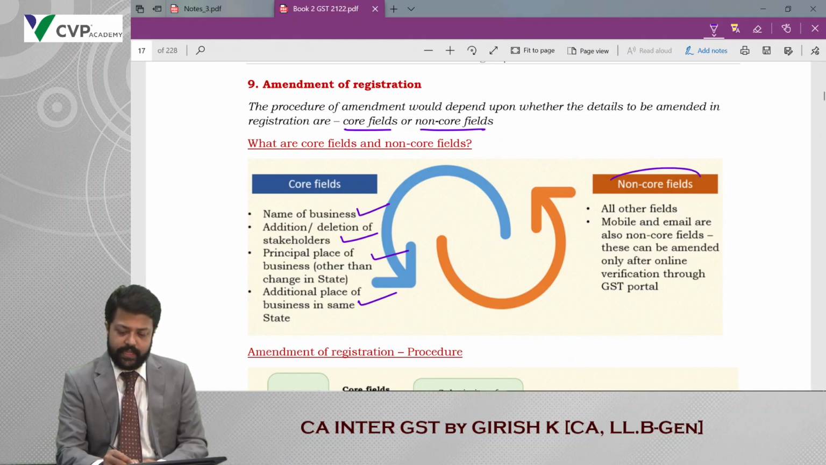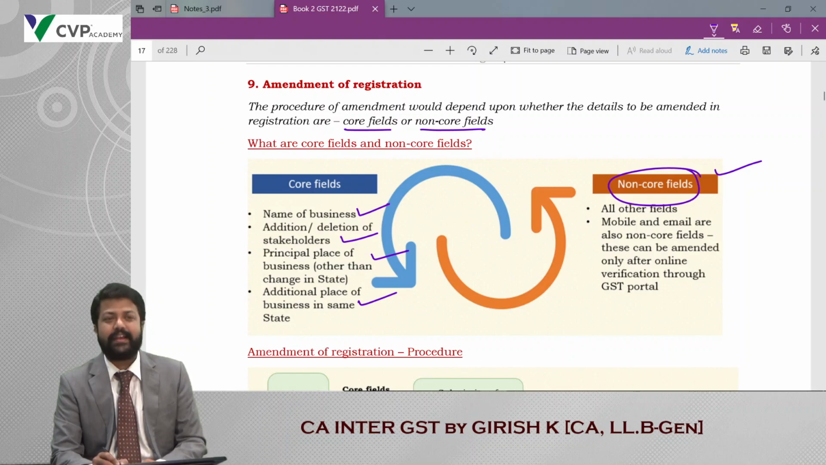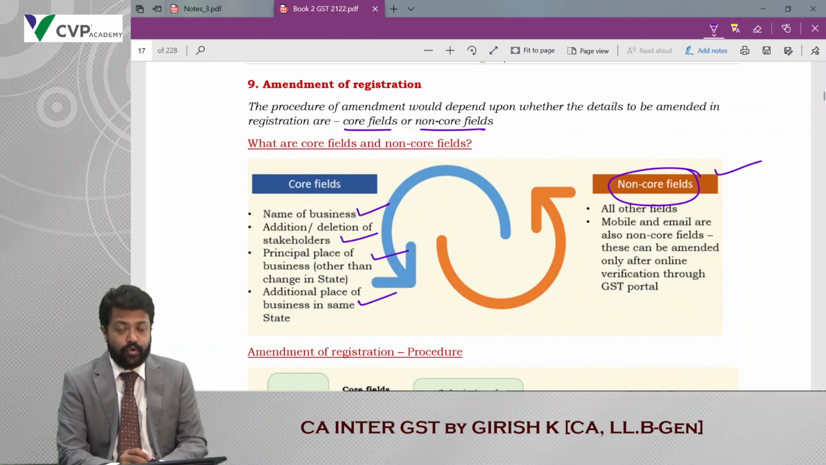Non-core is a relatively immediate process, and it is done without authorities getting involved in it. So all other fields like mobile and email, etc., are some automated processes which are set on the GST network or a common portal, following which we get the non-core amendments done immediately. But for core fields, it is similar to amendment, isn't it?